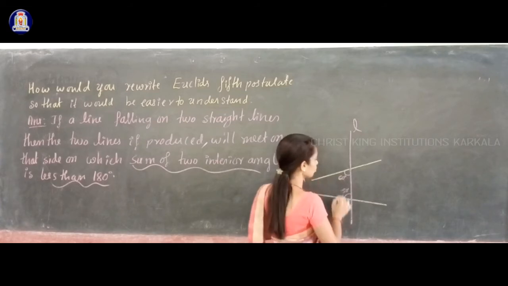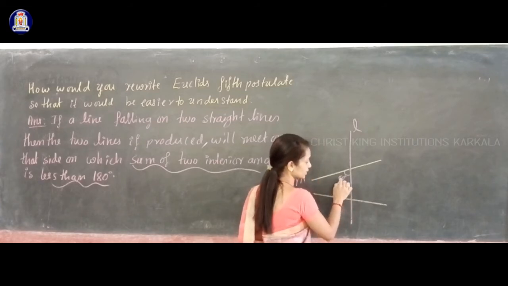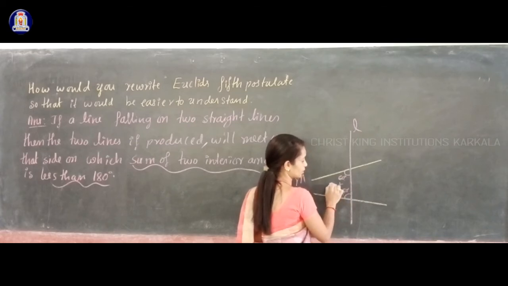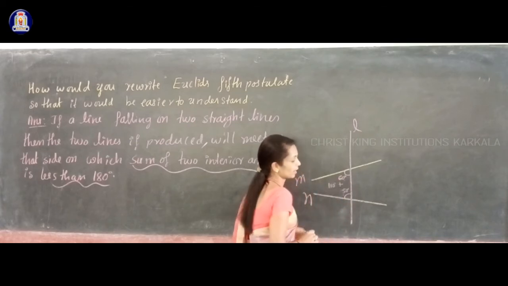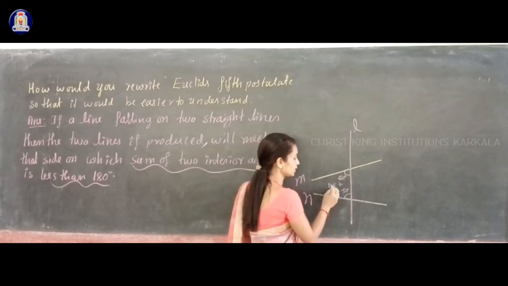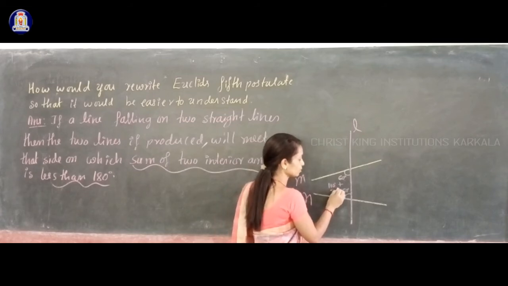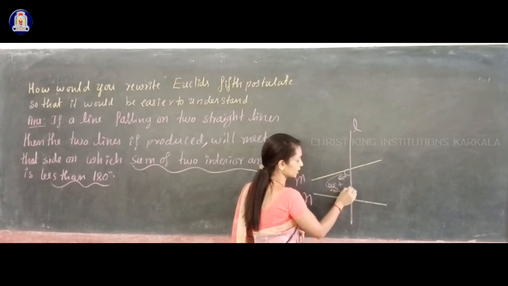Okay. What is the sum of these two interior angles? 60 plus 50, that is 110 degrees, right? And this 110 degrees is less than 180 degrees, right? The sum of these two interior angles, that is 110 degrees, is less than 180 degrees.